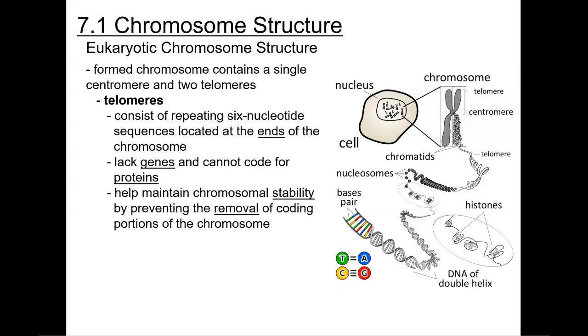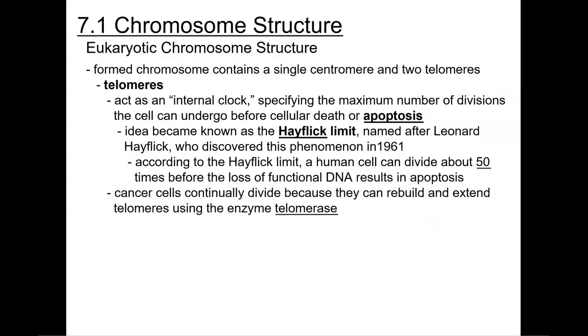So with the telomeres, like we said, it's going to consist of repeating 6 nucleotide sequences that are located at the ends of chromosomes, so they're protective ends. They are not coding for genes, so they lack genes, and they do not code for any proteins. They're going to help to maintain chromosomal stability by preventing the removal of coding proteins of that chromosome. So it's like little safety end caps on the end of each sister chromatid. They also act, like I said, as an internal clock or an odometer. They're going to specify the maximum number of divisions that that cell can undergo before cellular death.